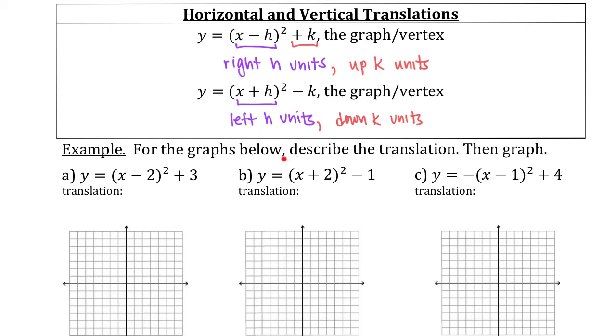For each graph, I'm going to describe the translation, which will mean that the vertex is going to go right something units or up something units. And then I'm going to graph using the shape from above. So first, let's look at the translation.